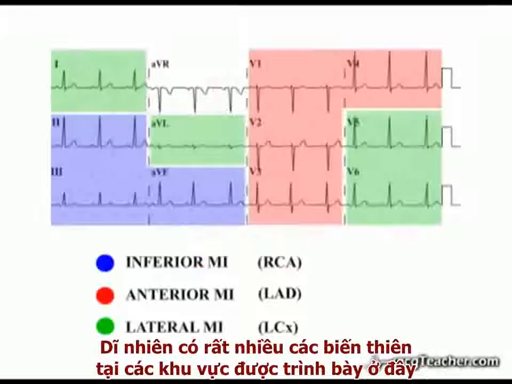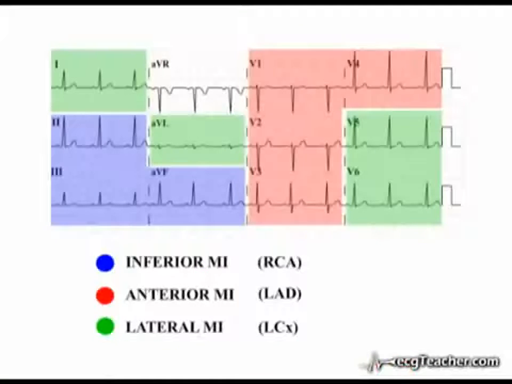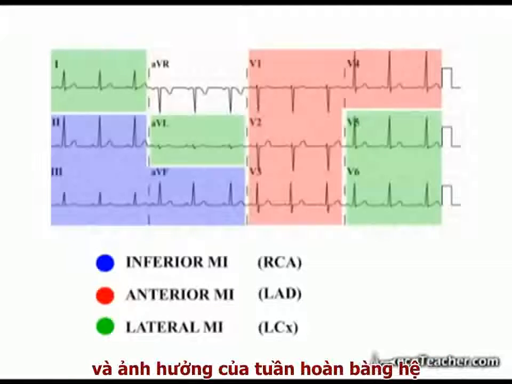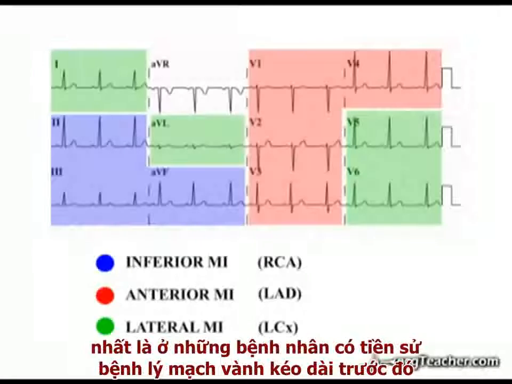Of course, there are many variations on the basic correlations outlined here, depending on the variation in coronary artery anatomy between individuals and the impact of collateral formation in patients with a long history of ischemic heart disease.